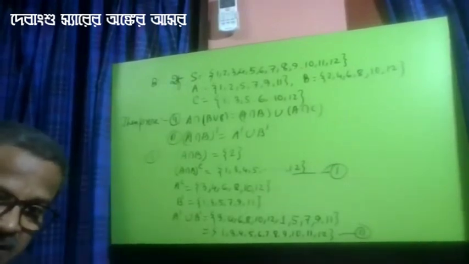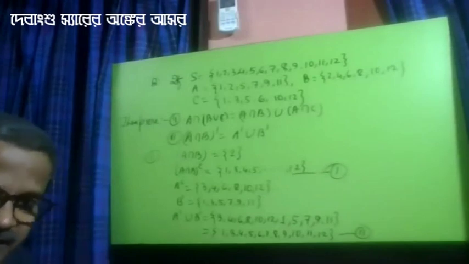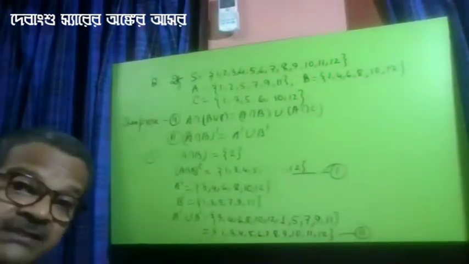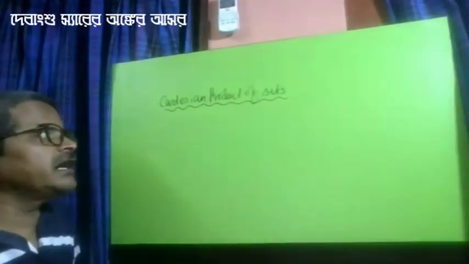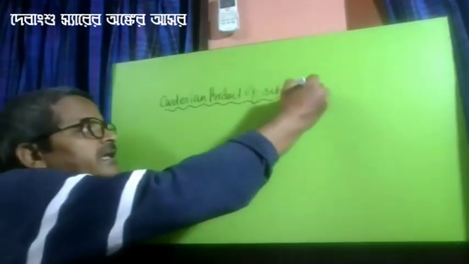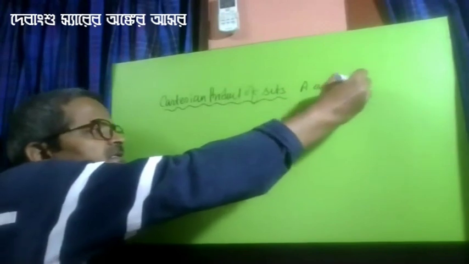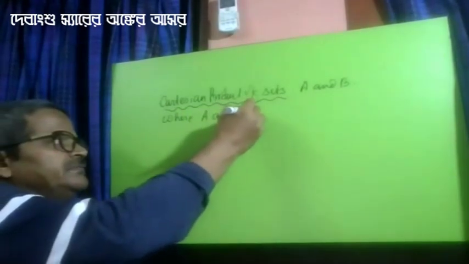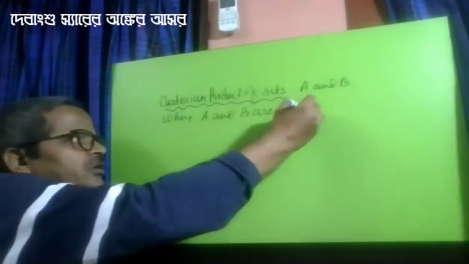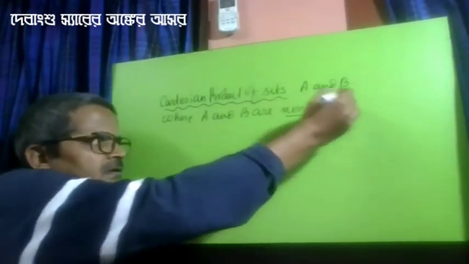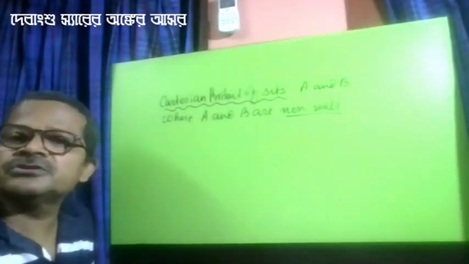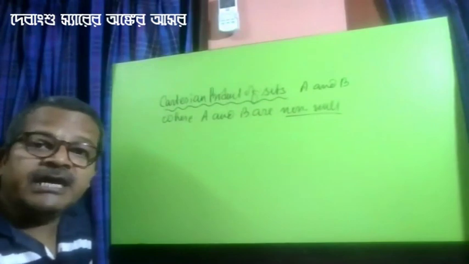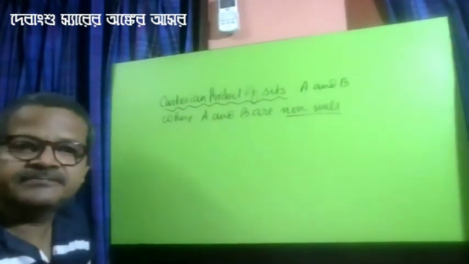Now I am going to discuss the Cartesian product of sets. What is the Cartesian product of sets and what is its definition? First, starting with the definition: the Cartesian product of sets A and B, where A and B are non-null. The product is only possible when the sets are not null sets. So A and B are two non-null sets.